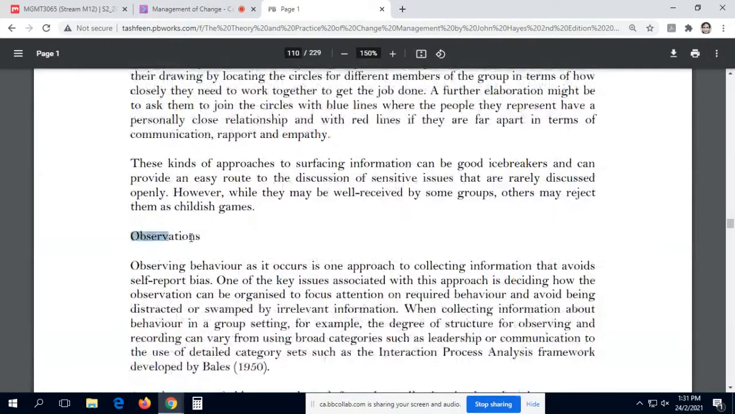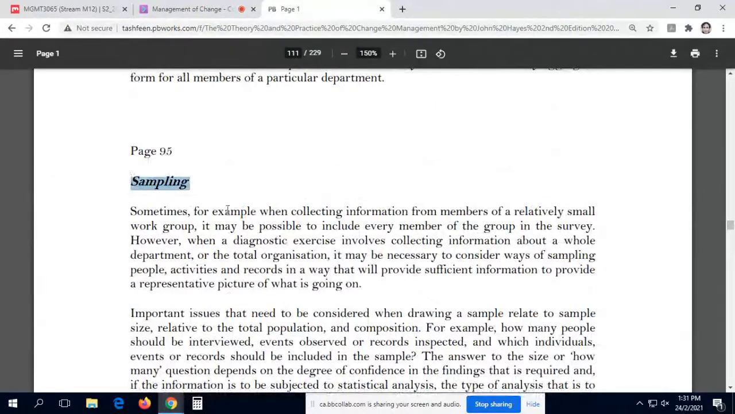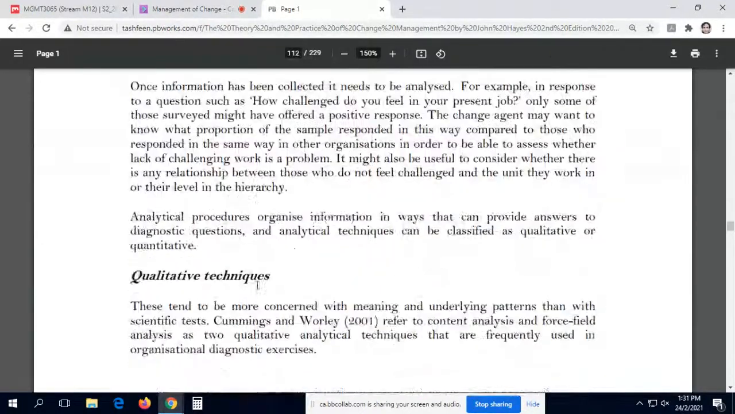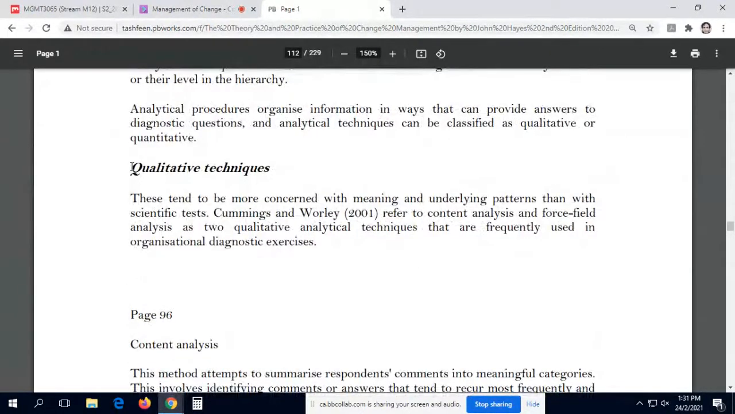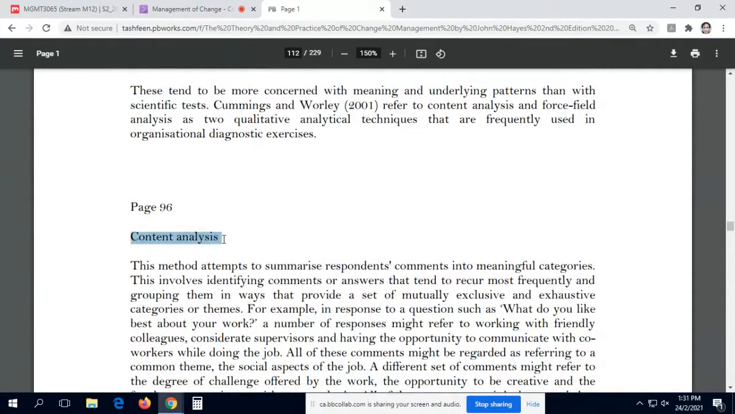Observations, just simple observations, just observing. And then there are other methods, so look into this. Read into sampling, for example. Analysis, they are talking about qualitative techniques. You should look into that. Just get familiar with what are some of the different ways to collect and gather data. So for example, qualitative techniques, what are those? Content analysis. Yeah.